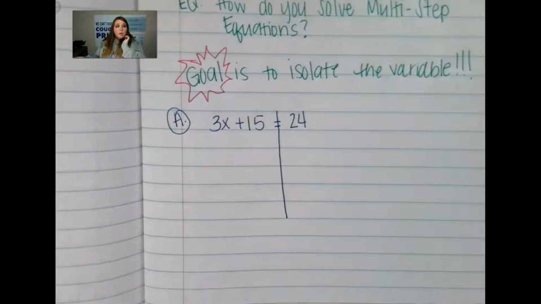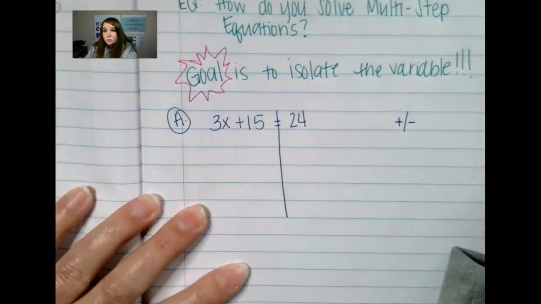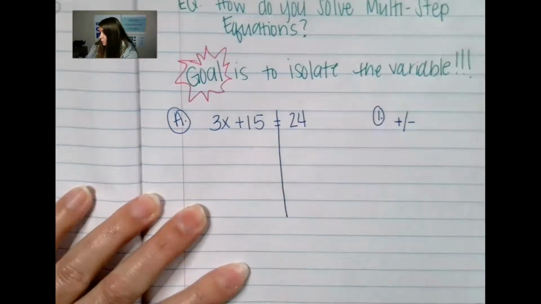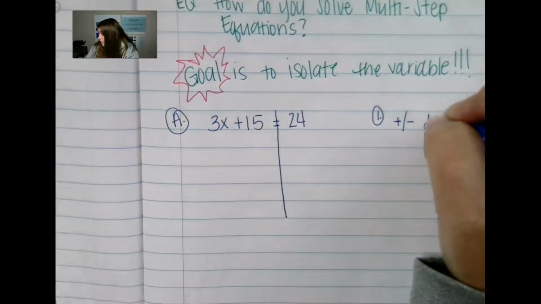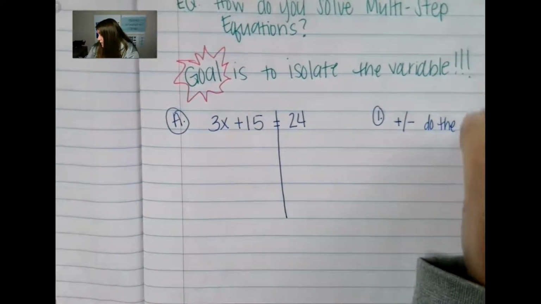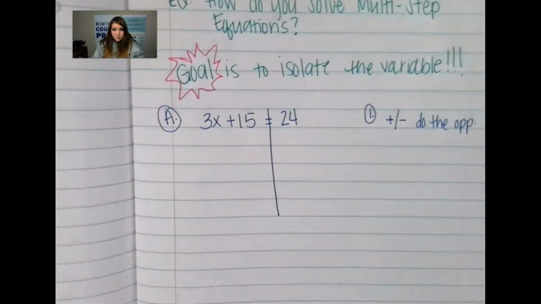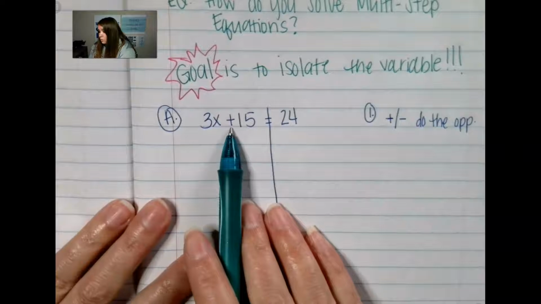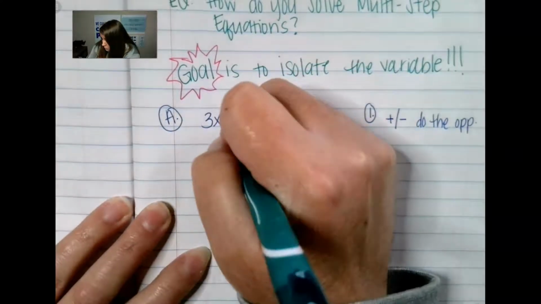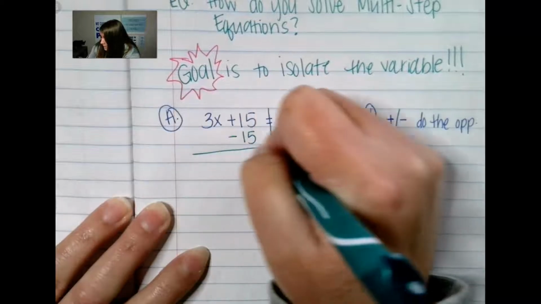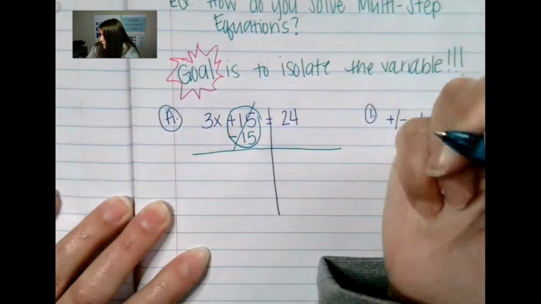So our first thing that we want to do is start with either addition or subtraction. This is step number one. Start with addition and subtraction and do the opposite. So let's start with the first step of this equation. We have an add 15. To get rid of it, we're going to subtract 15. It's the whole thing that we did before. We want this to go away.